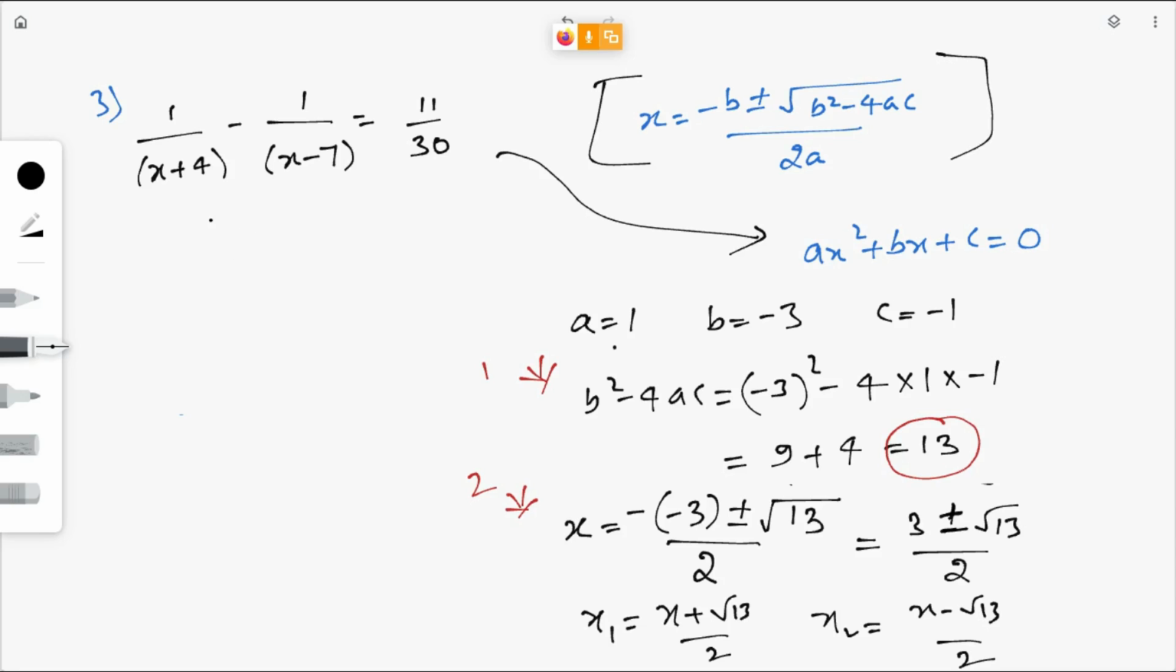Okay, so what do we get here? x plus 7 and then x minus 7. You need to take the LCM here, right? Again, you need to take the LCM. So what will you get? You will get x plus 4 into x minus 7. You need to just multiply these two.